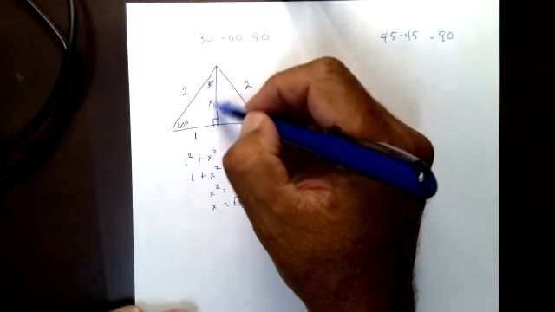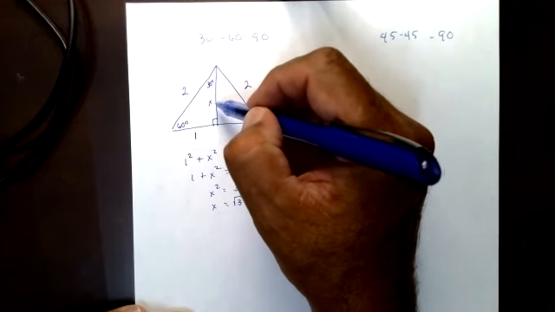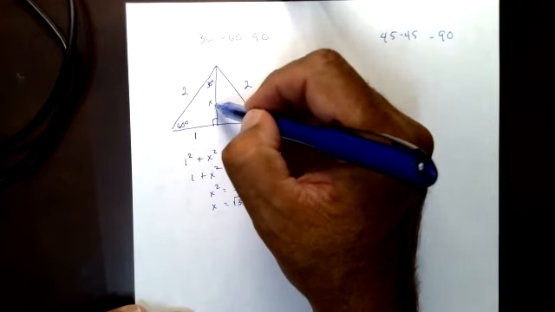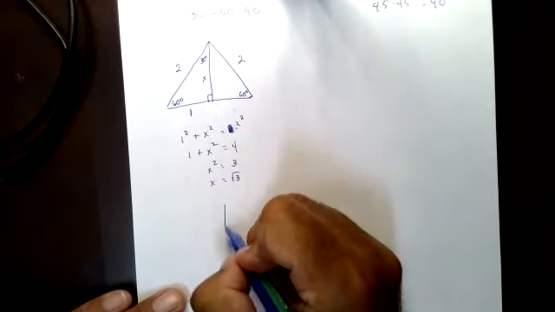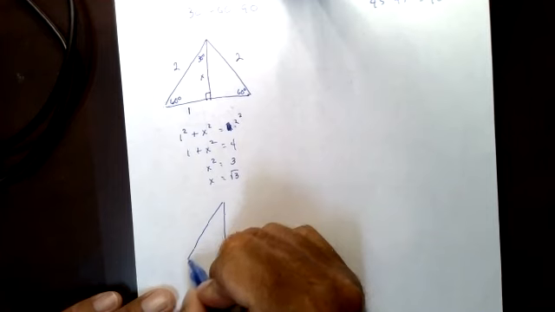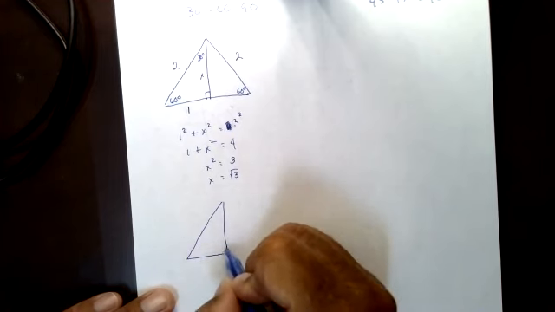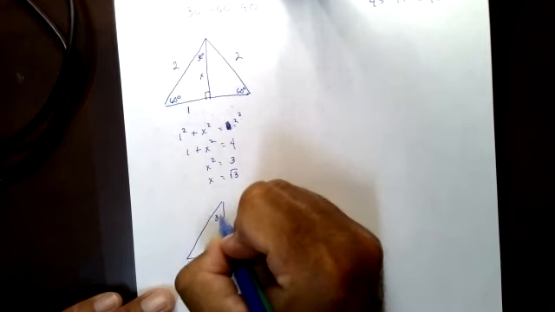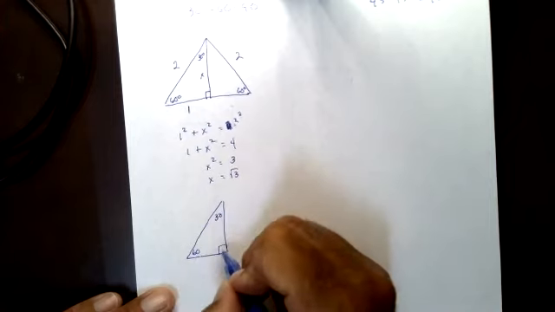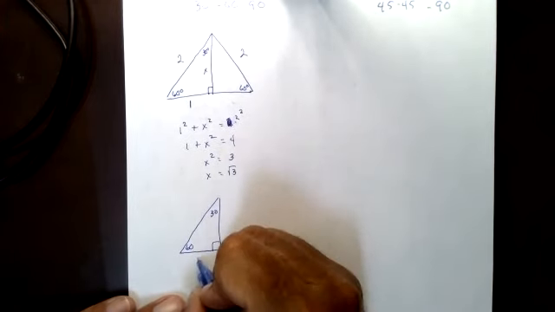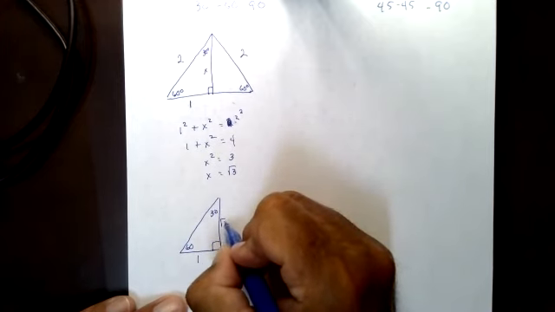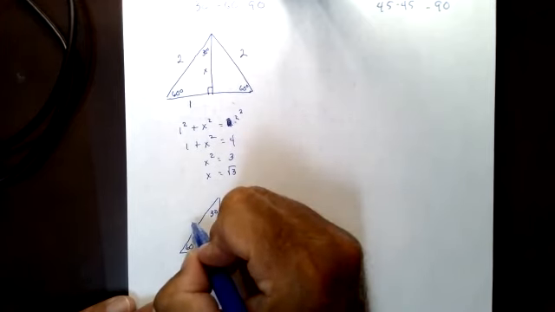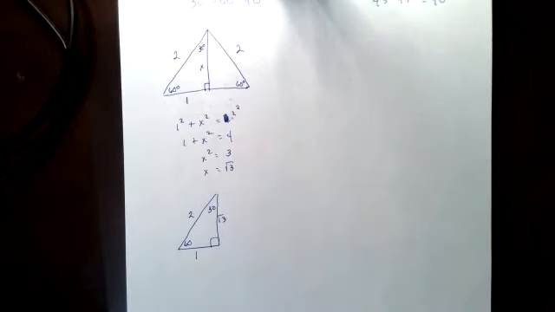So this guy right here, the missing side of the 30, 60, 90 triangle, is going to become the square root of 3. So what do I have? I have a triangle that looks like this. This is 30. This is 60. This is 90. This is 1 across from the 30. This is square root of 3 across from the 60. And this is 2 across from the 90.